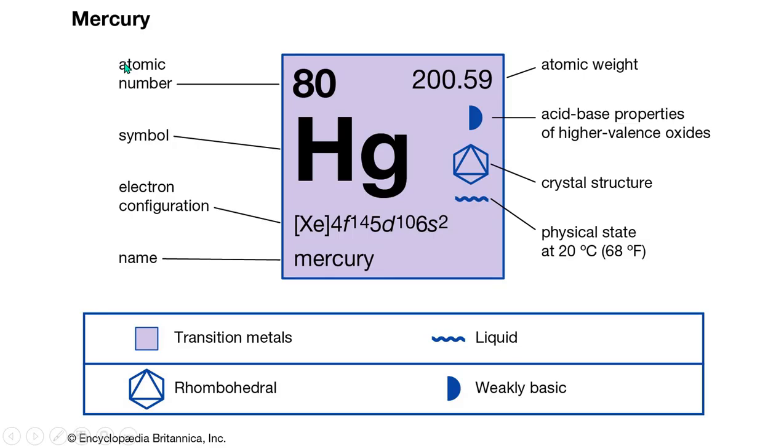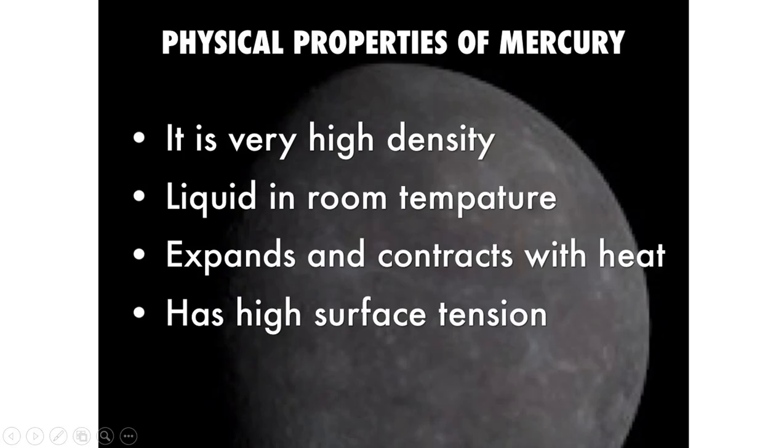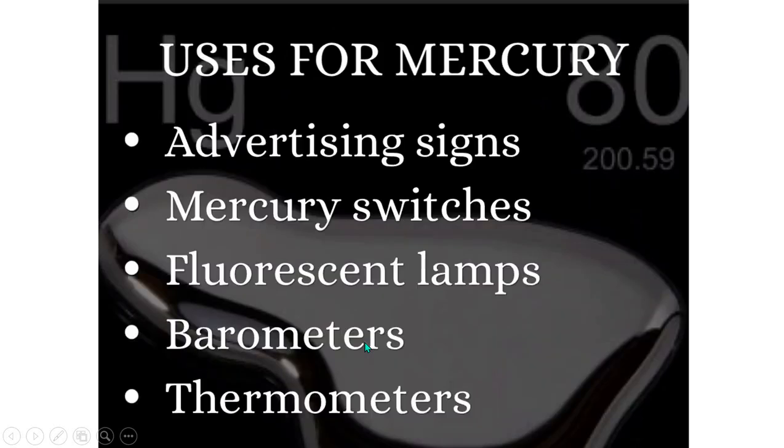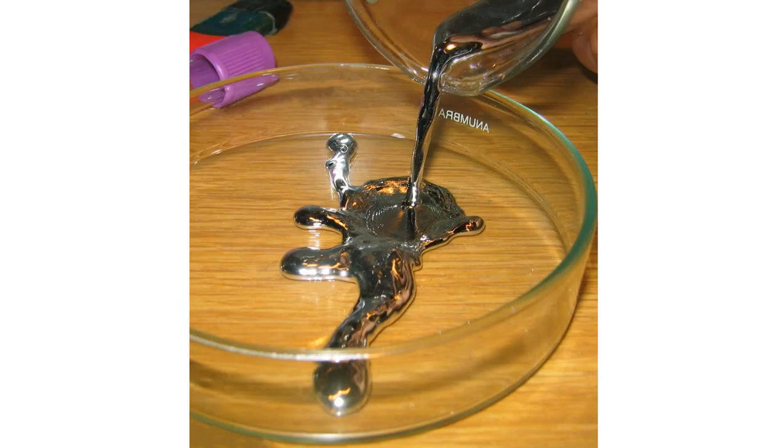In a thermometer we use mercury, and mercury is represented by the symbol Hg. Its properties: it is a transition metal, it has a rhombohedral shape, it is in liquid state, and it is weakly basic. It has a very high density, and it is liquid at room temperature, expands and contracts with heat, has high surface tension, and it is used in advertising signs, mercury switches, fluorescent lamps, barometers, thermometers.